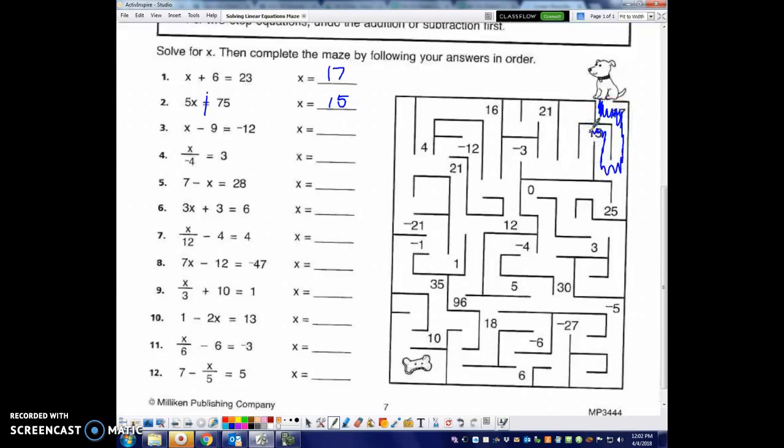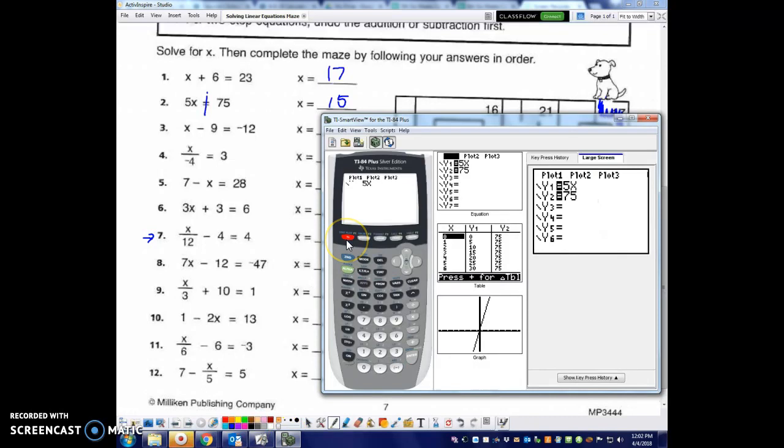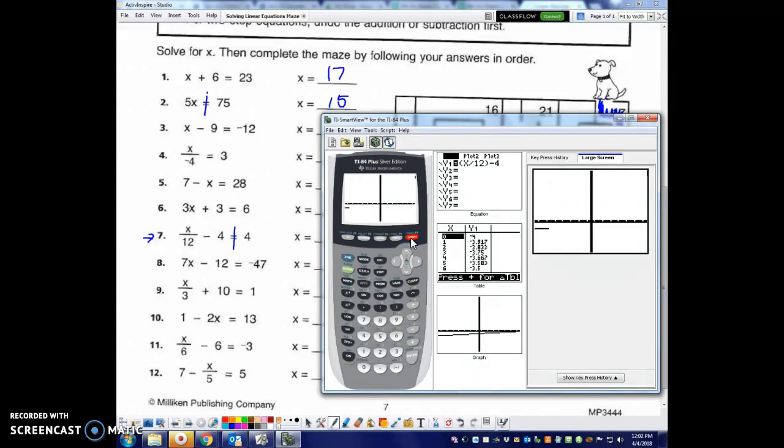Now you're going to keep going. I just want to show you one more thing. Let's look at number 7 together real fast. Okay, I'm just going to show you number 7. So y equals, remember that needs to be in parentheses, x divided by 12 minus 4. Okay, then on the other side we have equals 4. So we put 4. Graph it. Now, second, trace 5, enter, enter, enter.